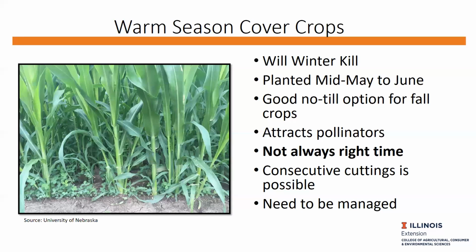Warm season cover crops, just briefly, they winter kill. They tend to be planted in mid-May to June. We see this very commonly in Northern Illinois, where we have to plant around that time. You might be able to get away with it a little bit earlier depending on your growing area. Some of them will flower. They tend to attract pollinators, though not all of them do. The biomass can be pretty substantial for some of them. Something like sorghum Sudan grass, which you see here, produces a lot of biomass in the summer, and that might be what you really need for your soil organic matter system. They tend to need to be managed, especially the summer ones, and you also have to think about maybe consecutive cuttings, which potentially might be possible in this situation.